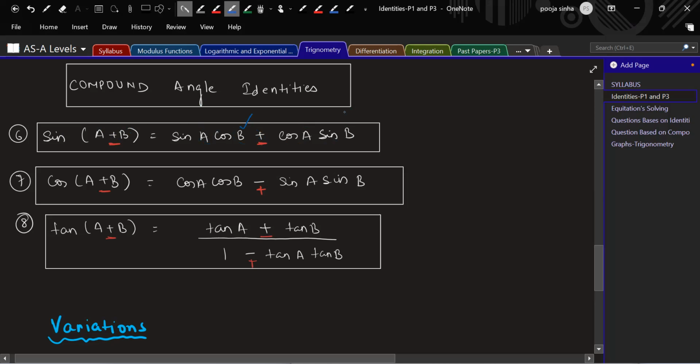Clear? Yeah. The variation would be if this is negative. If this is negative, then inside you put a negative sign in between them. Rest everything remains the same. Okay?